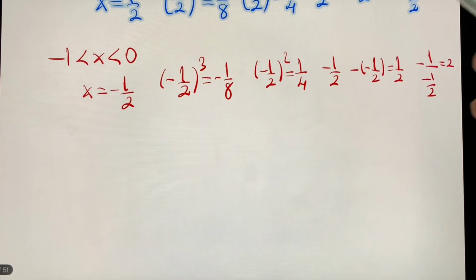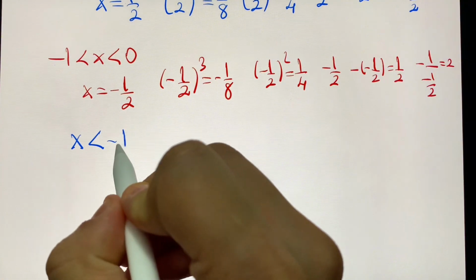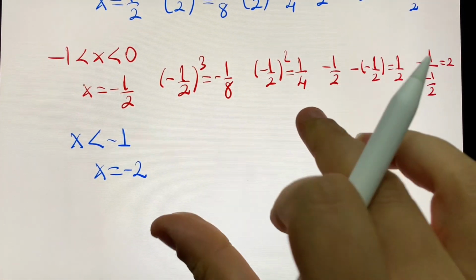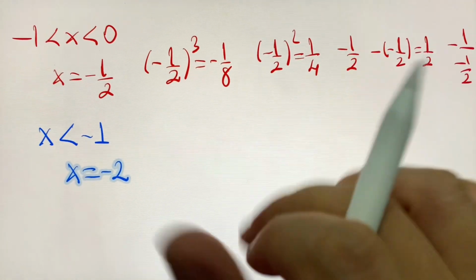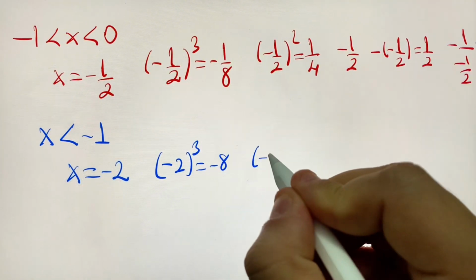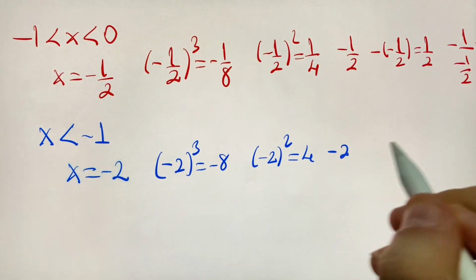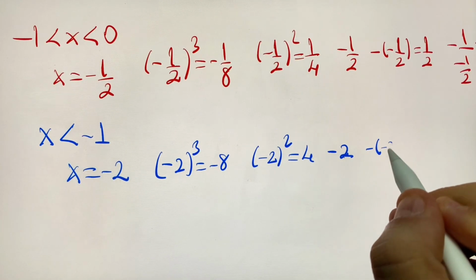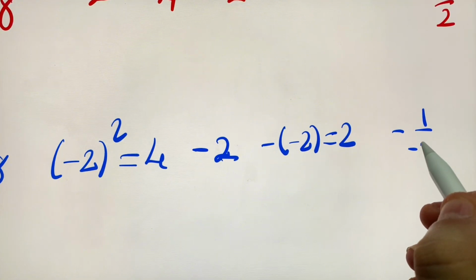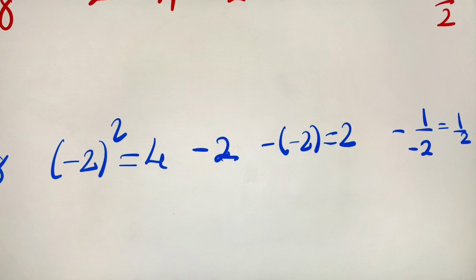If I continue now, the next one is x less than minus 1. I can choose something small. For example, this is equal to minus 2. If I choose minus 2, I get the cube minus 8, the square 4, x minus 2, and finally minus x is 2. What happened here from both? We have reached the numbers.